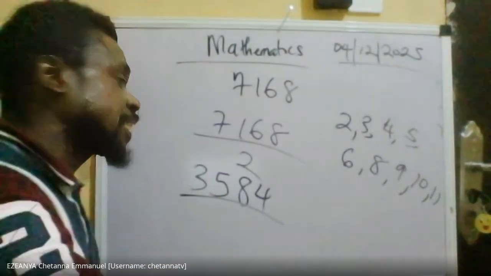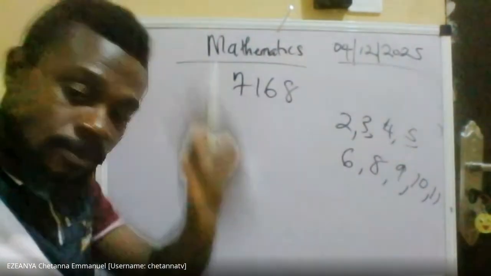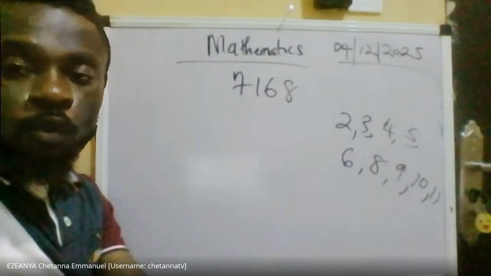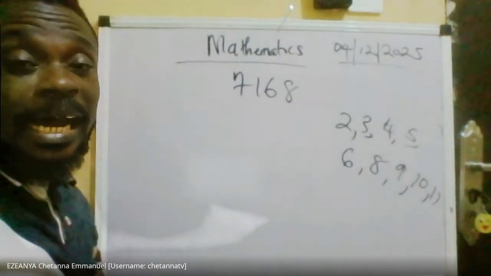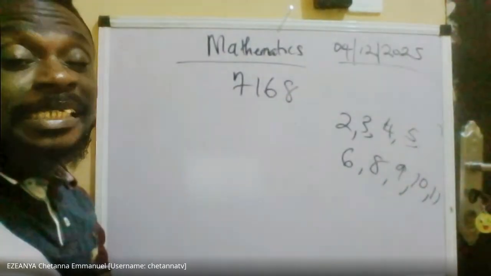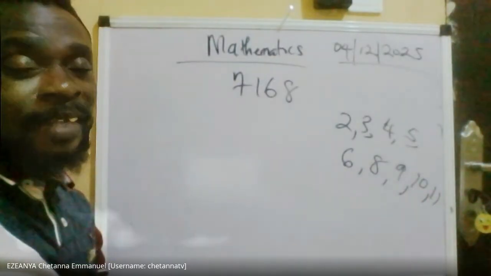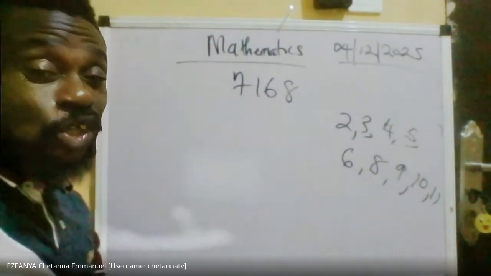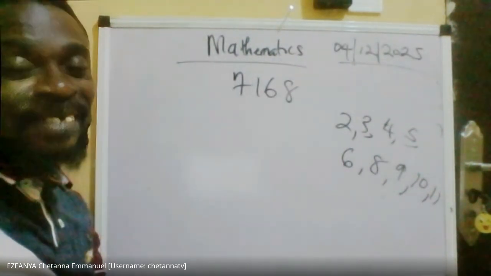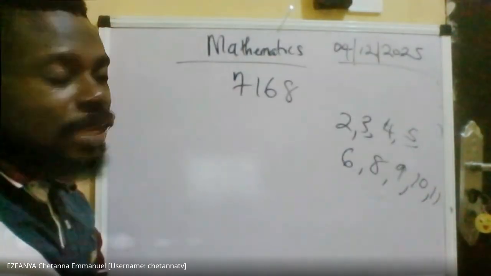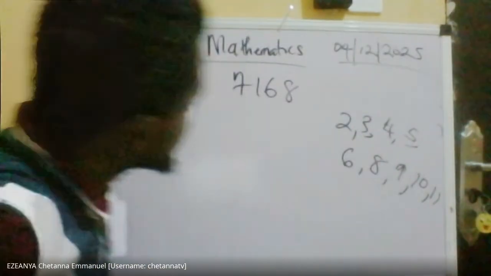All right, so let's check 3. What did the rule say about 3? The rule said that if you see a number, add all the digits of that number. If the sum of the digits of that number is divisible by 3, that number is definitely divisible by what? 3. Let's check. Let's add all these digits.